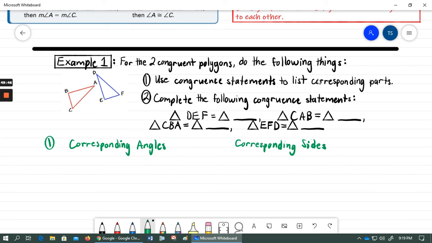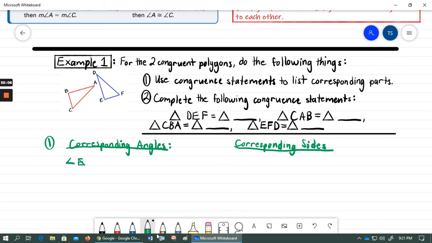Well, we list out all of those things right there. Okay, so let's go ahead and list out those corresponding angles. All right, so let's see here. If we just pick a random angle, right? Angle, I don't know, E, right? Which angle in the other triangle matches angle E?